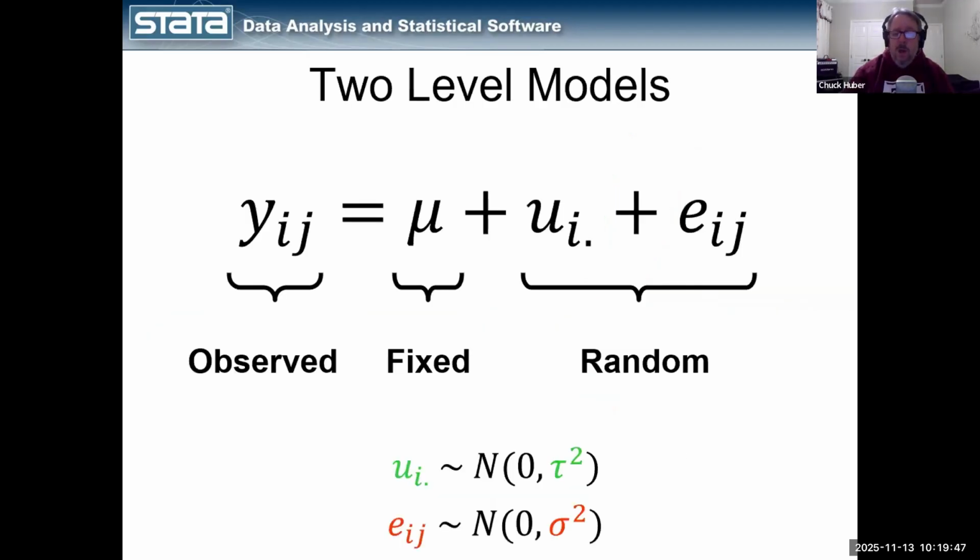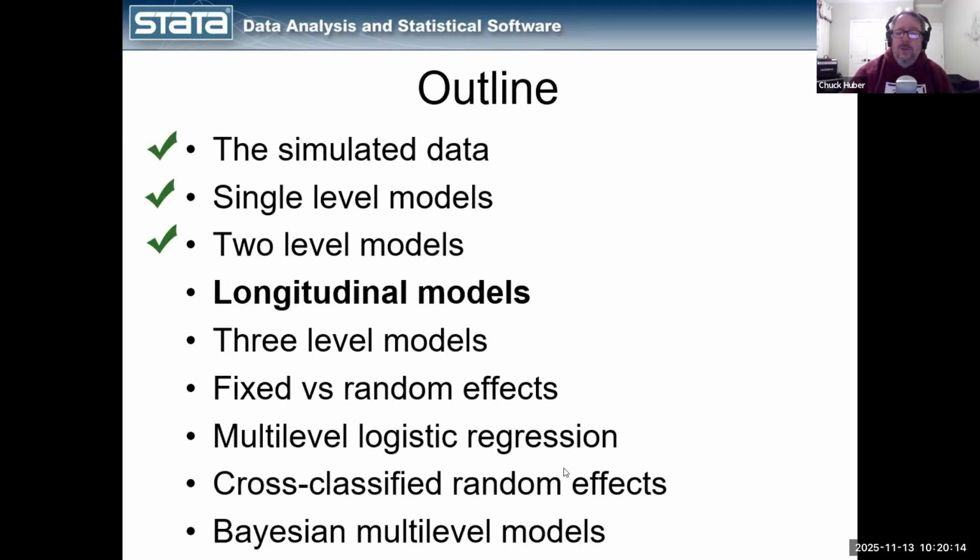Okay? So again, we have the observation on the left side of the equation. The fixed part stayed the same. That's just this mu. And then I have the random part becoming more complex. Now I have two error terms. I have ui dot and I have eij. I'm going to make the same assumption about the ui dots that I did before. Both of them, I'm going to assume both have normal distributions with a mean of 0, and I'm going to estimate separate variances for each of those. Okay? So that's two-level models. That's kind of the basics of that.